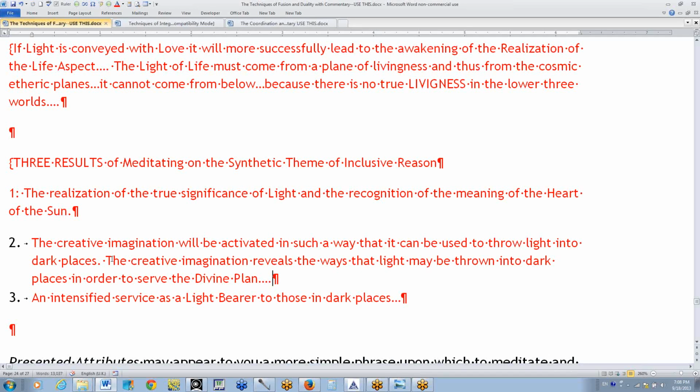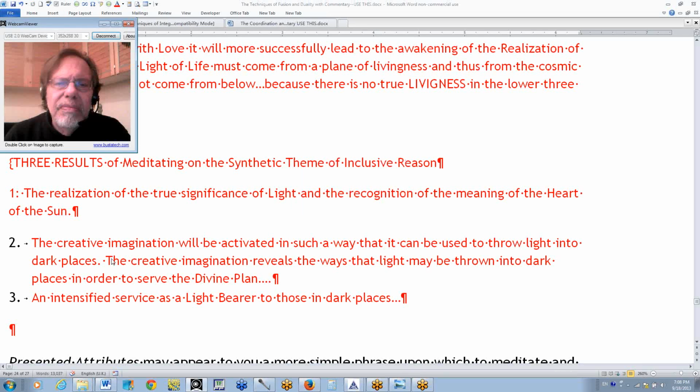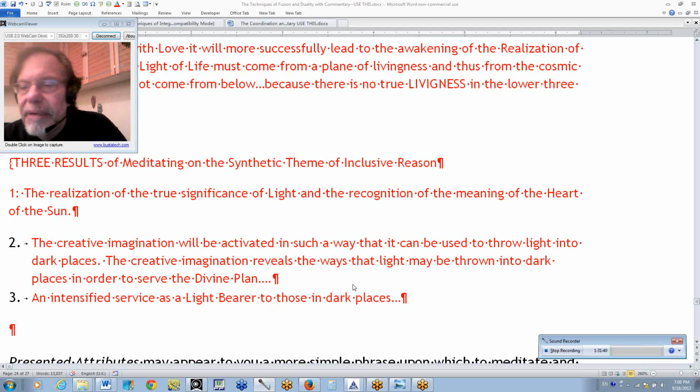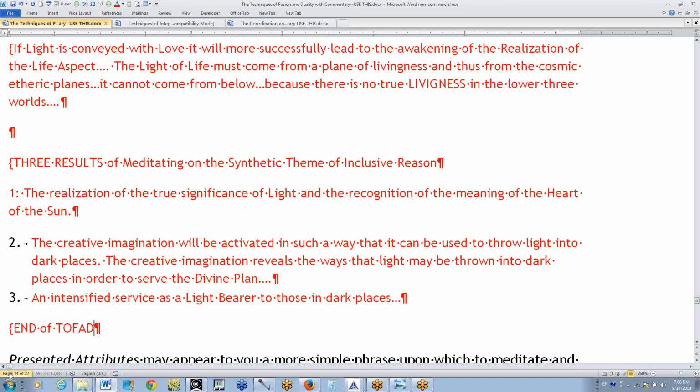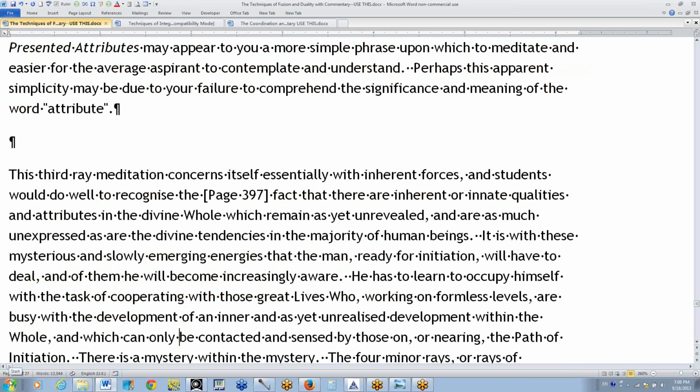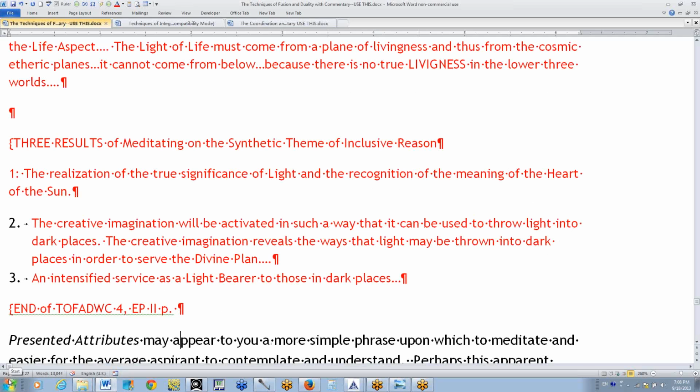So really what we need is a tabulation showing in each case the results which arise from the using of the particular advanced meditation theme. So advanced that even the masters of the wisdom could use these meditation themes, but we can at least begin. Naturally it's incomplete, but this is the end of Techniques of Fusion and Duality, Webinar Commentaries, number 4, EP2, page 396.